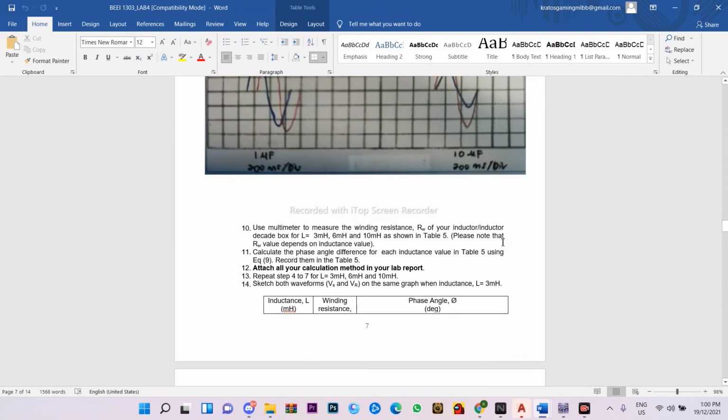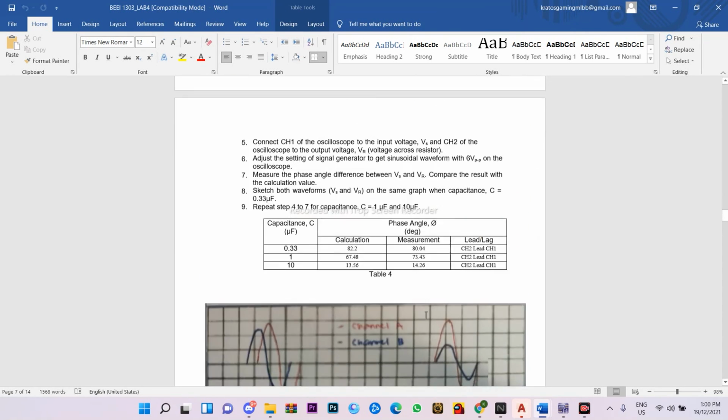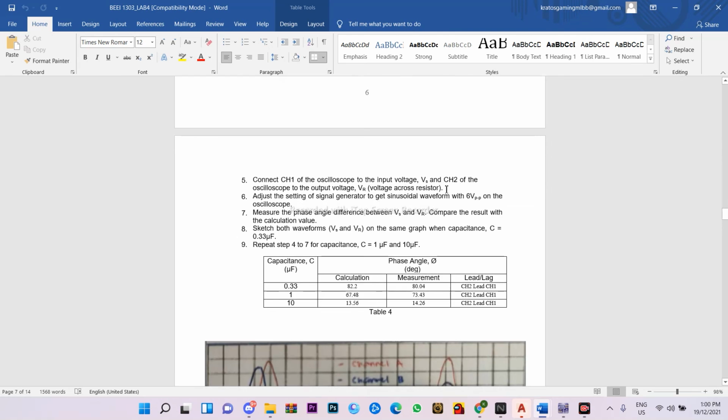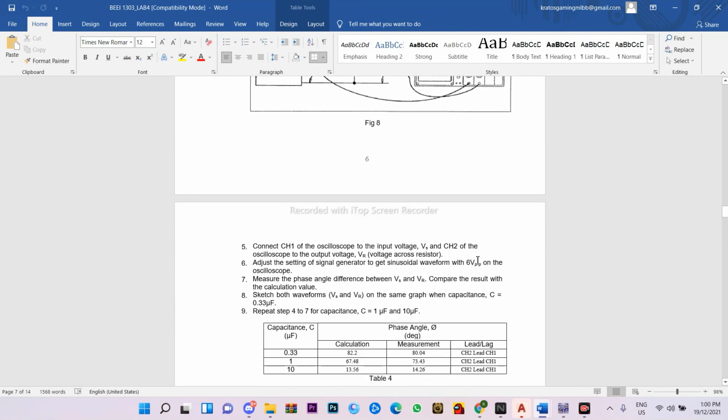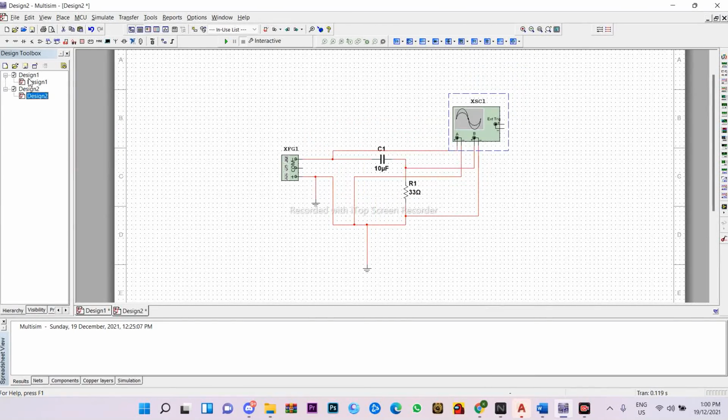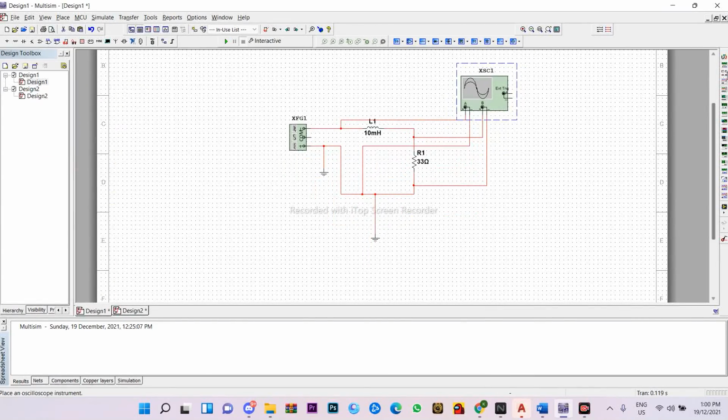And the same goes for our RL circuit. We just have to replace the capacitor with an inductor, and the settings will still be the same. So now let's have a look at our circuit. For the RL, this is our RL circuit and RC circuit, and this will be our function generator, and this will be our oscilloscope.